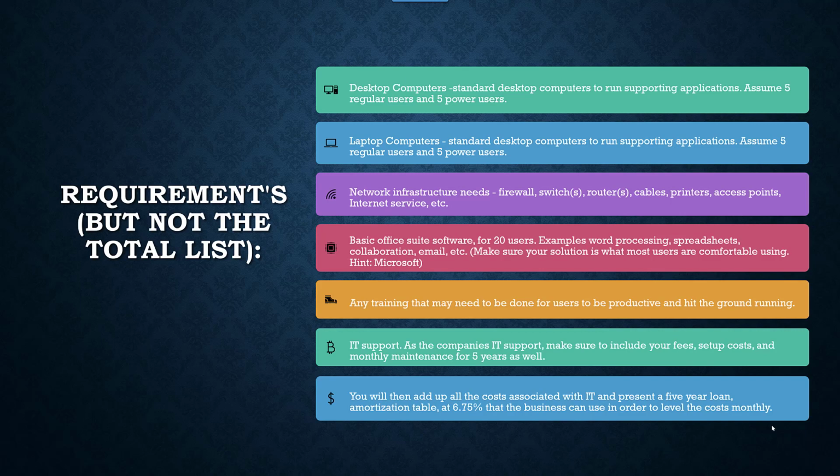Network infrastructure: I would suggest focusing on the Meraki equipment. Don't forget licensing for 5 years. It's cheaper at 5 years than it is at 3, than it is at 1. Networking infrastructure needs firewall, switch, router, cables, printers, access points. Go as far as you want to go with this. I'm not saying you have to go out and order quotes. You can get online and see what the pricing is. But I definitely want you to do some work around this.